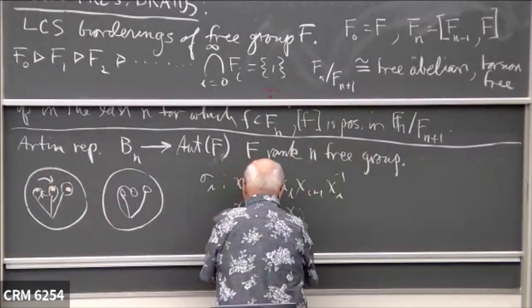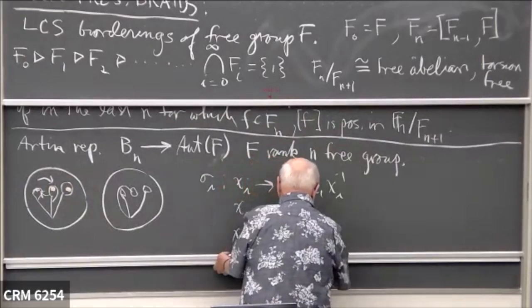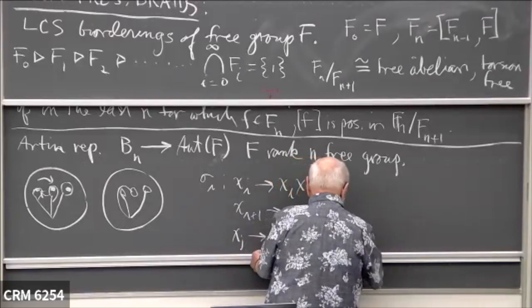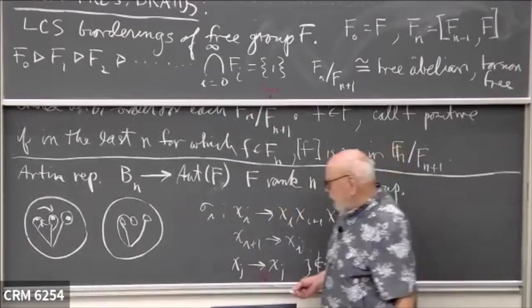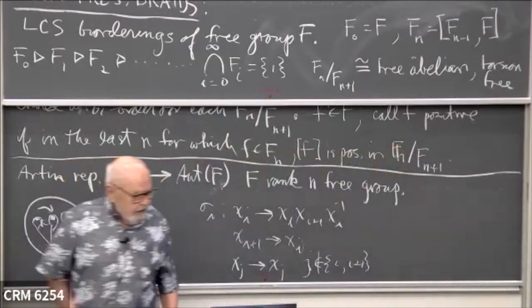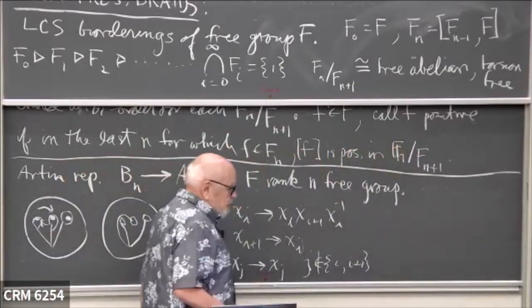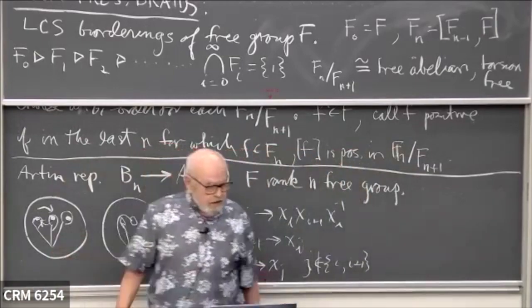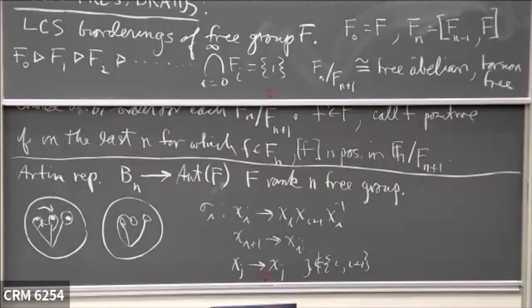xj goes to itself if j is not in I plus 1. And I'll call a braid order preserving if its associated automorphism preserves some bi-ordering of the free group. Some definition. Order preserving.